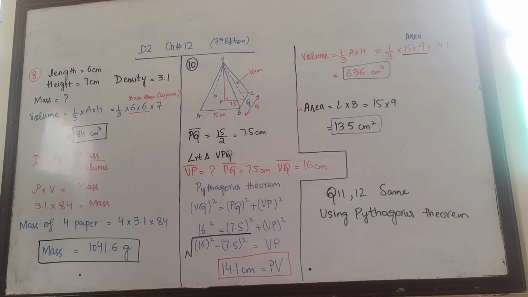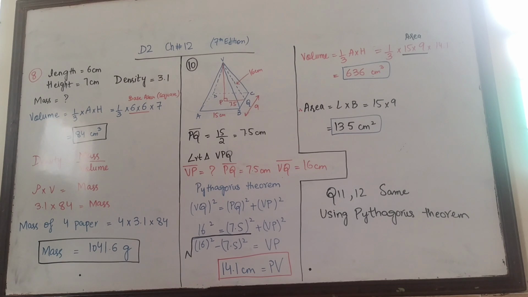This is the mass, but we have to find the mass of 4 papers. For the 4 papers, you have to multiply this value by 4 and you will get the mass of 4 papers. Actually, this mass is of 1 paper. 3.1 multiplied by 84 is the mass of 1 paper. To find the mass of 4 papers, you have to multiply it by 4 and you will get the answer. This is your mass.